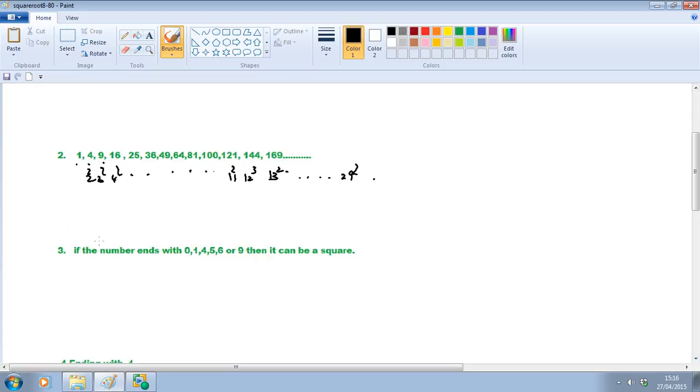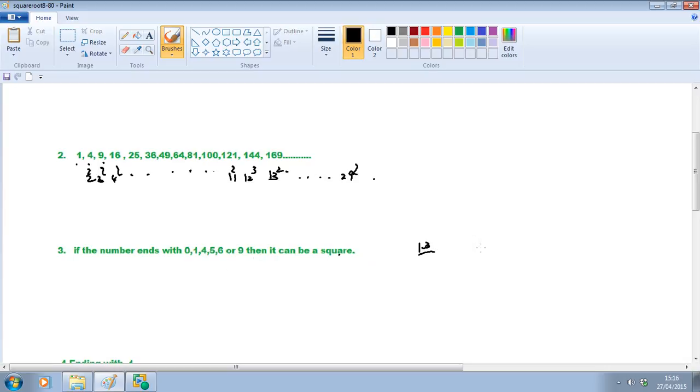So there are laws. You see, if the number ends with 0, 1, 4, 5, 6 or 9, then it can be a square. See, 1, 4, 9 ending, then it can be a square. Why can it not end with 3? 13 is not a square.